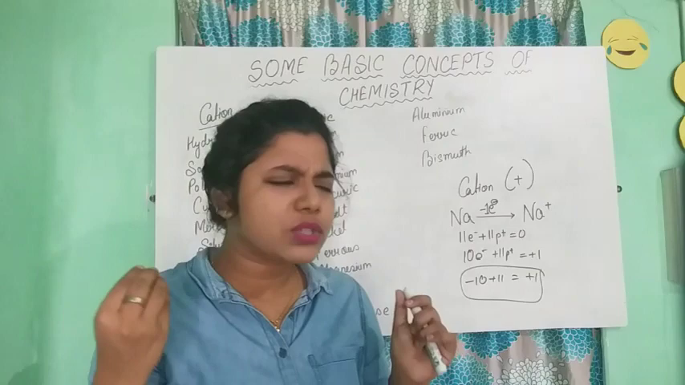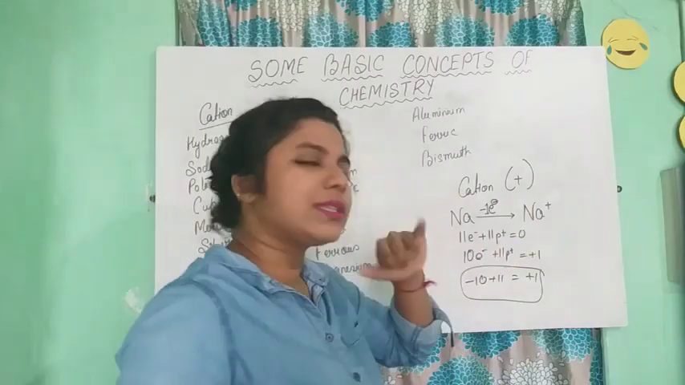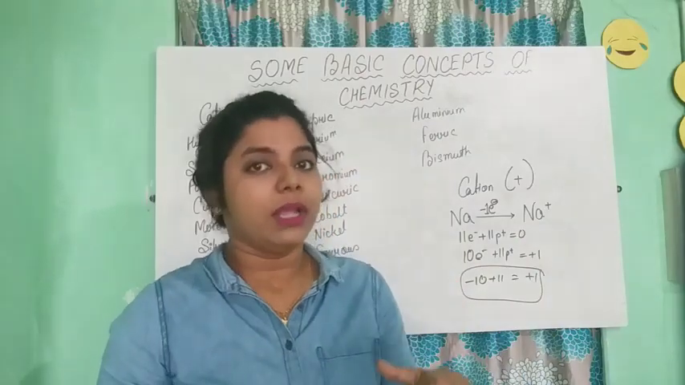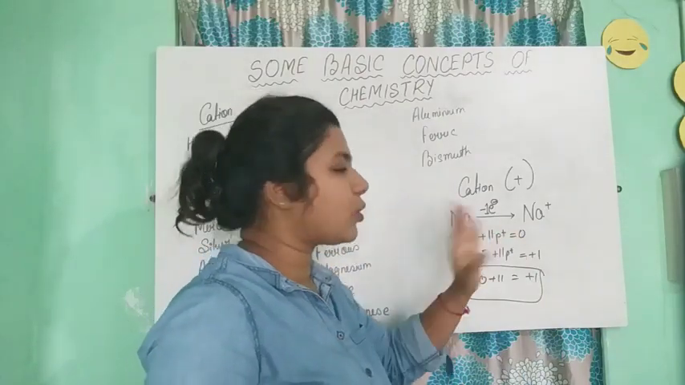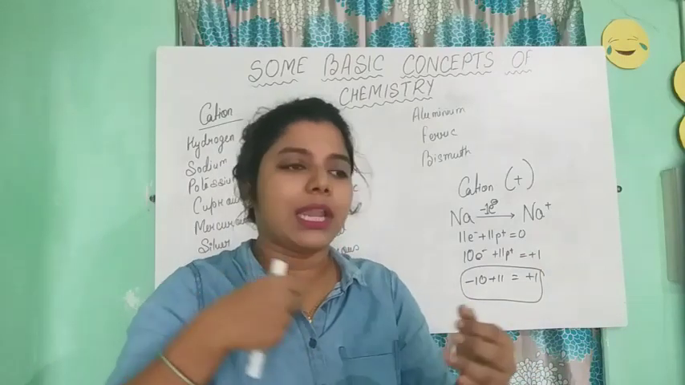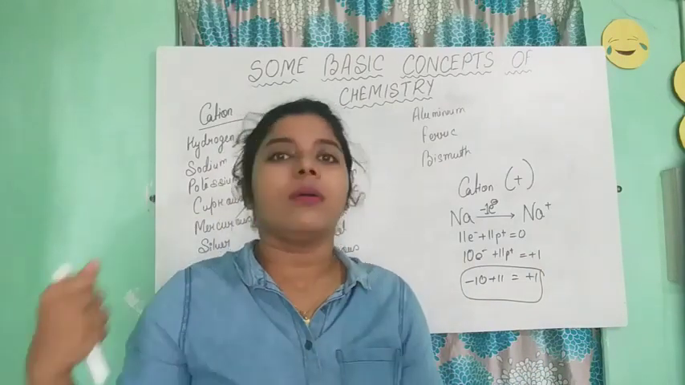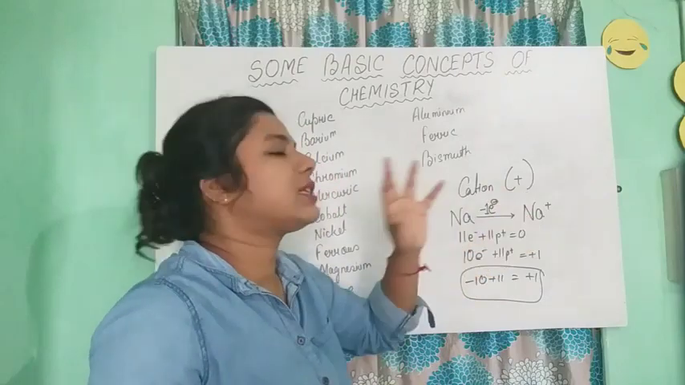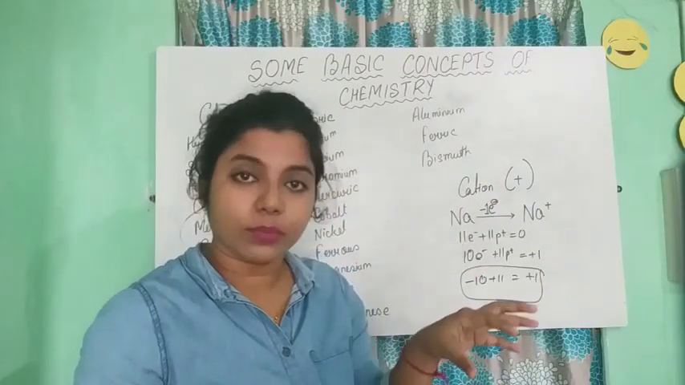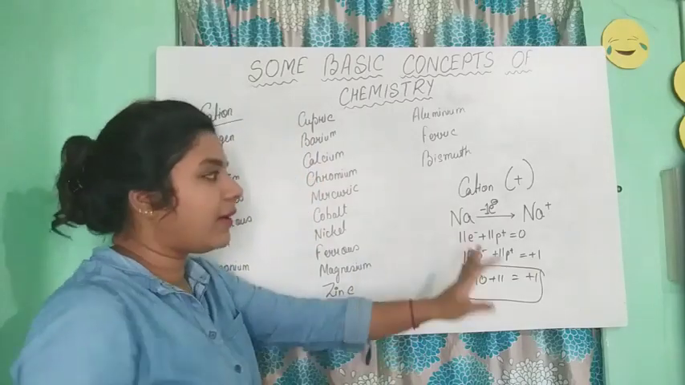So every time, either the electron will go or the electron will come. Nothing extra, meaning no proton change can happen here. The proton cannot be taken out, the proton cannot be injected. You can neither insert a proton nor take out a proton. But you can of course take out an electron or you can inject an electron as well. Meaning you can give an electron too. Fine. So this is how a cation is formed.